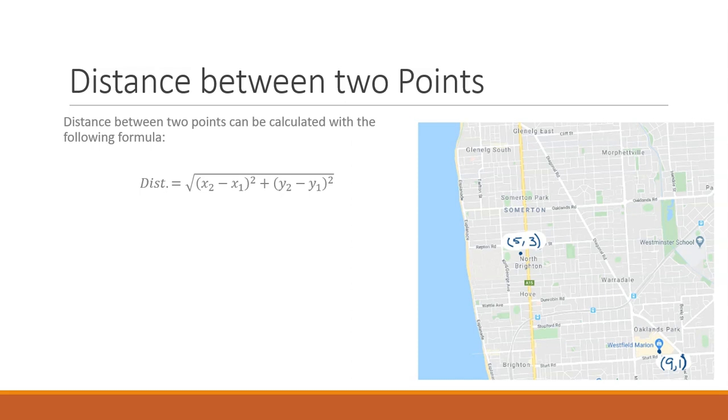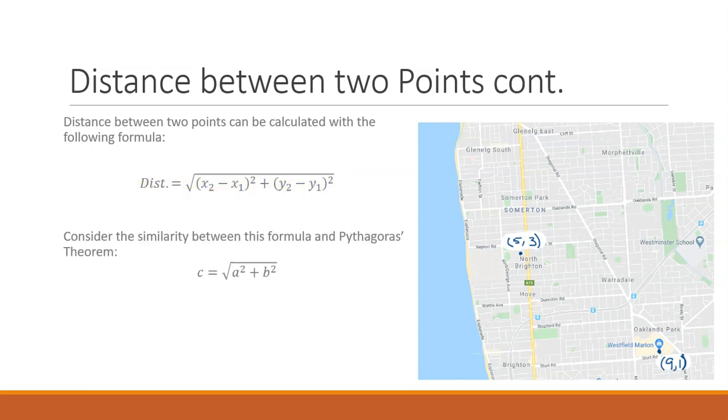So to calculate the distance between 2 particular points, we've actually got a formula that we can rely on. It is d equals the square root of x2 minus x1 all squared plus y2 minus y1 all squared. And you might think this formula looks a little bit familiar, and if you think that, you are right, because it is in fact just a rehash of Pythagoras' theorem.